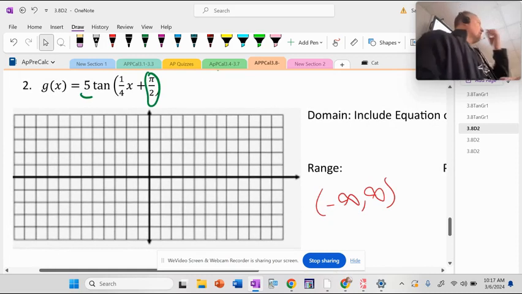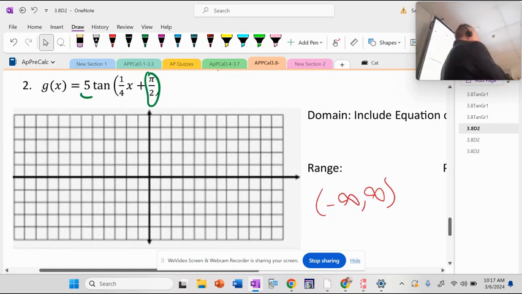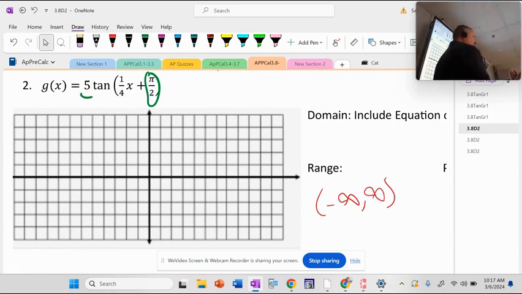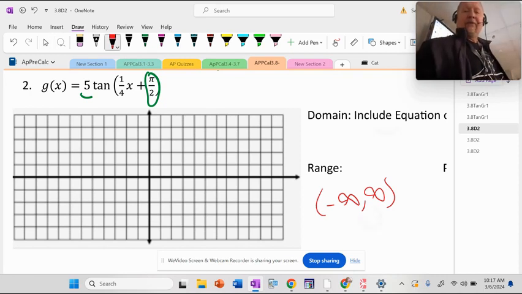Now, I can do whatever I want. I guess I'll go by like 2s. I just want to spread this out. I don't want to have what happened to me in the last one. Oh, by the way, the period's 4 pi. So here's what I'm going to do. I'm going to go by 2.